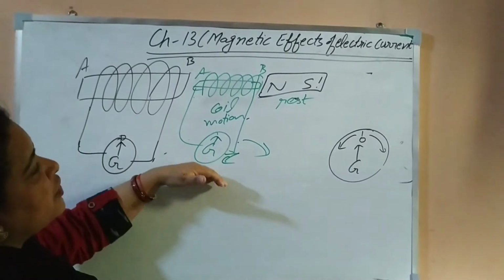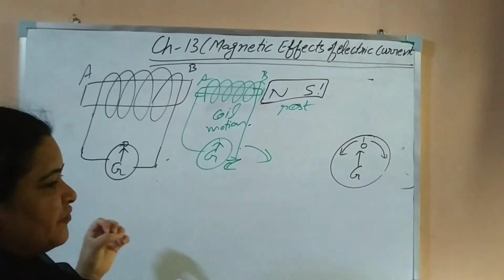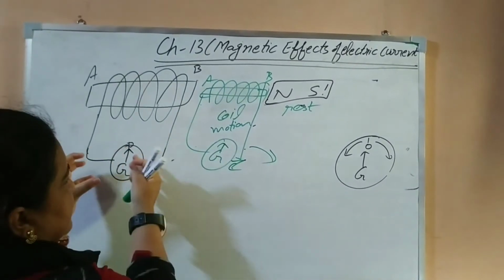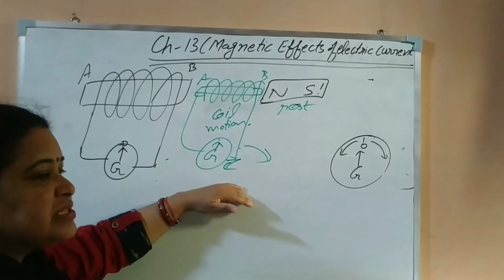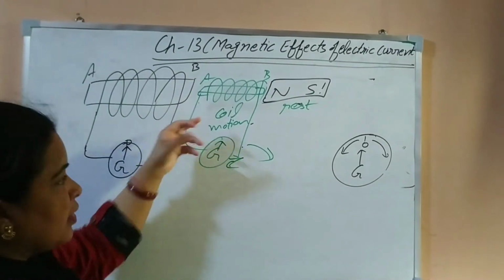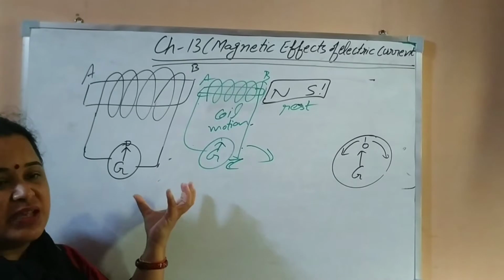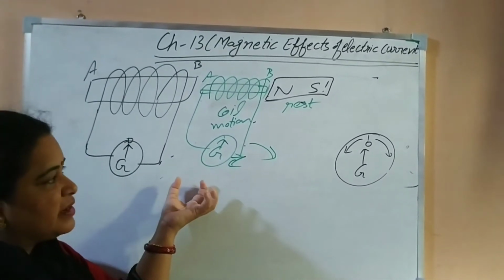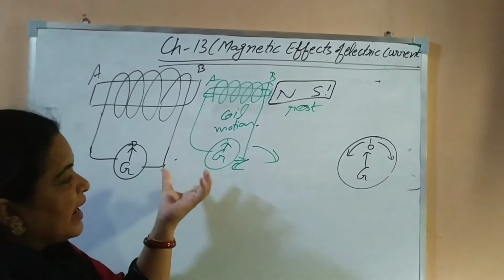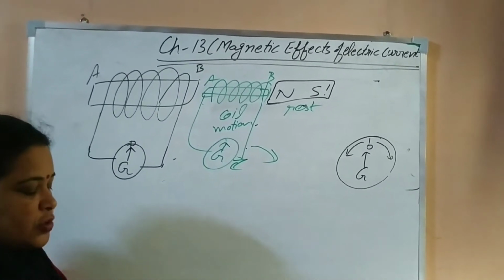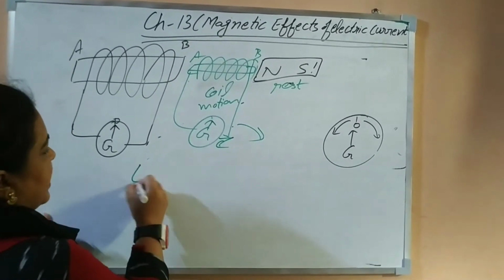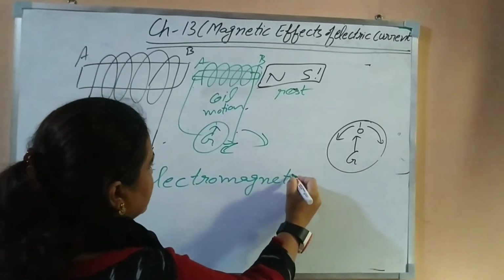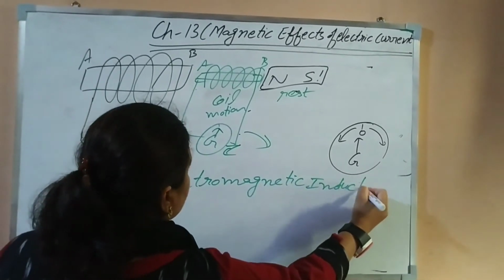So he concluded from these two cases that whenever there is a relative motion between the bar magnet and the coil, it induces a current in the coil. He gave this phenomenon the name: whenever there is a relative motion between the coil and the magnet, it can induce current, and this phenomenon is known as electromagnetic induction. Actually, why does this happen?